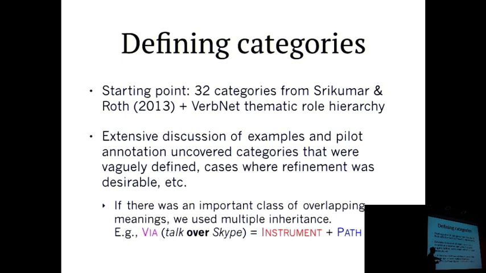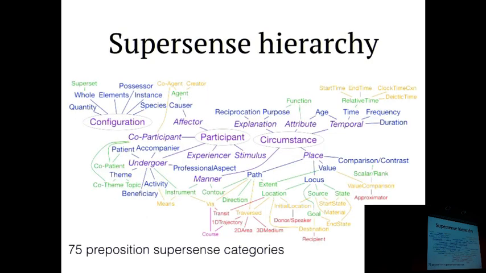So in the case of this via category, it's actually a combination of instrument and path. If you talk to someone over Skype, it includes mediums of communication, and we say that it inherits some instrument meaning and some path meaning. So here is our version 1.0 of the hierarchy that we use to annotate the data.